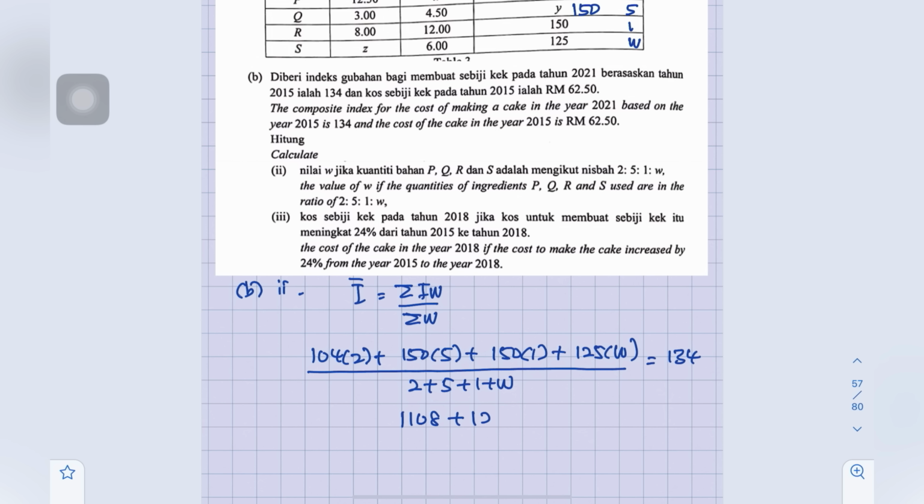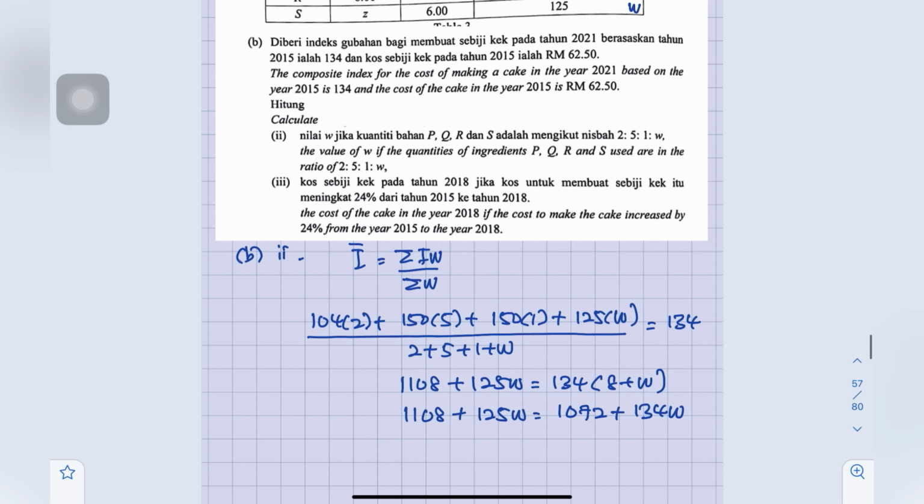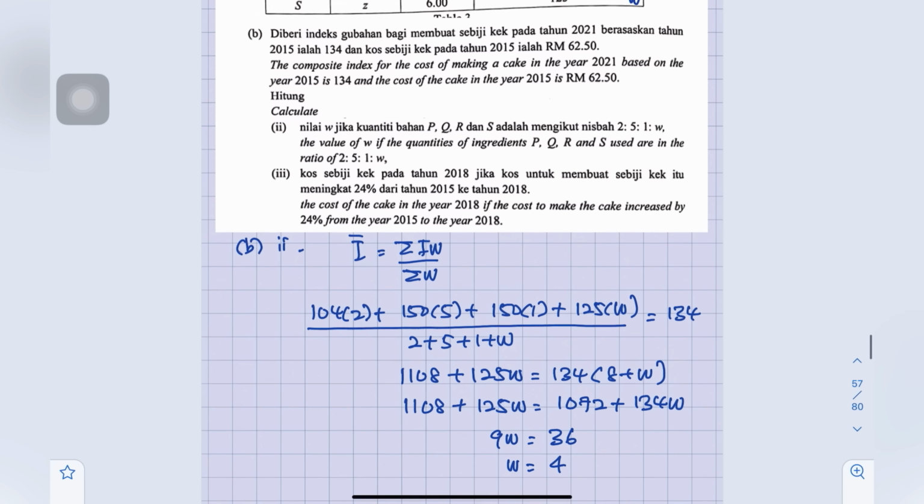1108 plus 125W equals 134 times 8 plus W. So this one, 1108 plus 125W equals 1072 plus 134W. Okay, 134 minus 125, 9W equals 36, then W equals 4.